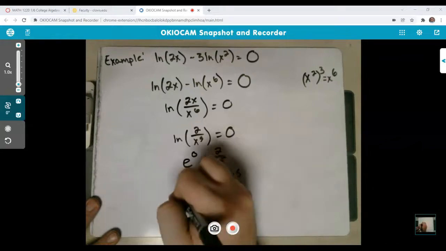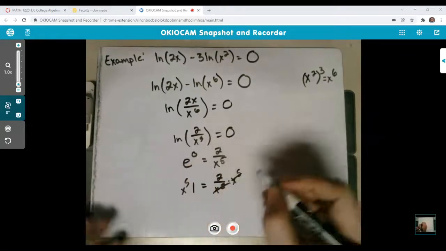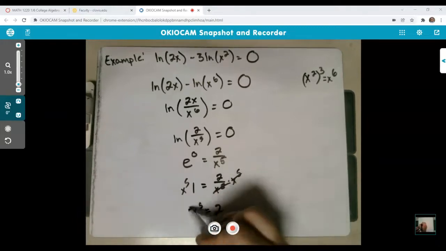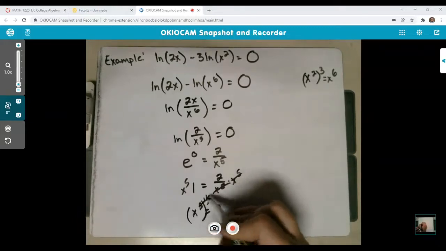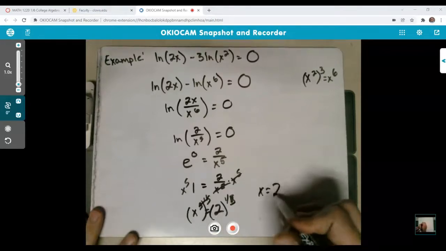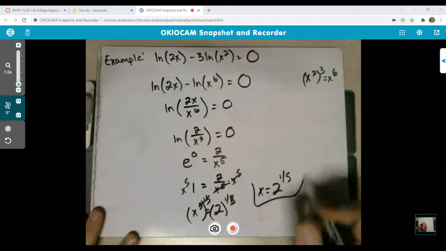Multiply by x to the 5th to cancel it out. And you end up with x to the 5th equals 2. And so raise everything to the 1/5 to cancel it out over there. So x is equal to 2 to the power of 1 over 5.